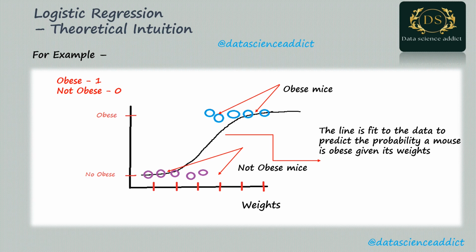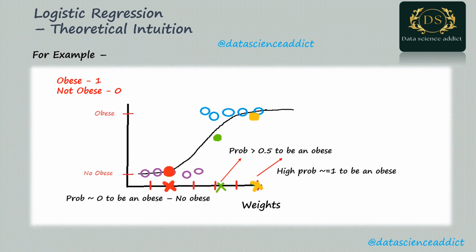Now, let's see how new data points come in. You can see the yellow point in the graph where the weight of the mouse is quite high, and we can see in the graph that the probability for that data point is nearby 1, so the new mouse is obese. Now, let's see the second point, which is green, and the probability of that point is not high but slightly higher than 0.5. Hence it is predicted as obese. The last point, which is red, has very low weight and hence is predicted as not obese.